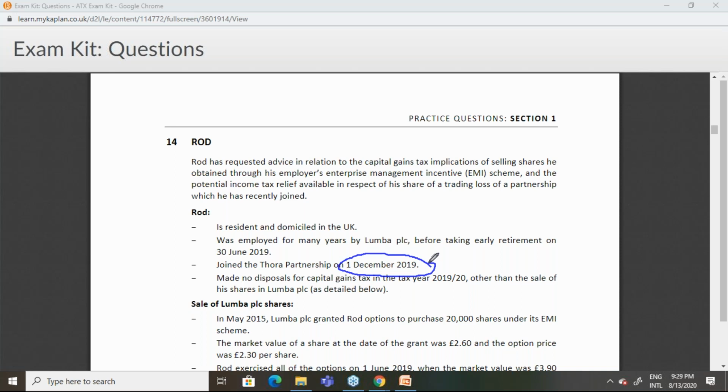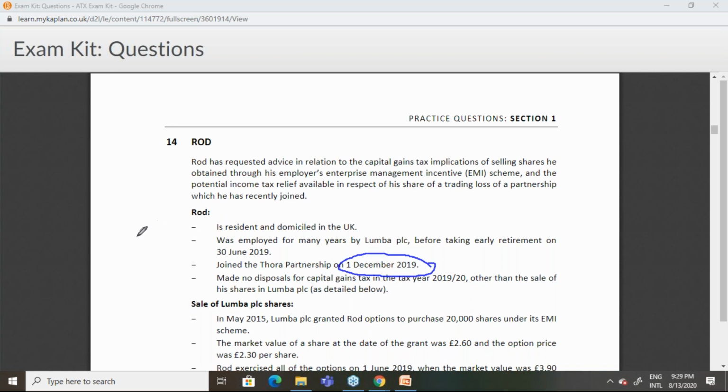So each partner's tax liability is on the profit share that they derive from the partnership. You need to calculate the profit attributable to each partner, or loss relevant to each partner, and you should consider it separately in isolation from the partnership and the other partners. So even though you're in a partnership, every partner should be treated individually as if they are in a sole trader business. Made no disposal for capital gains tax, that's not relevant.